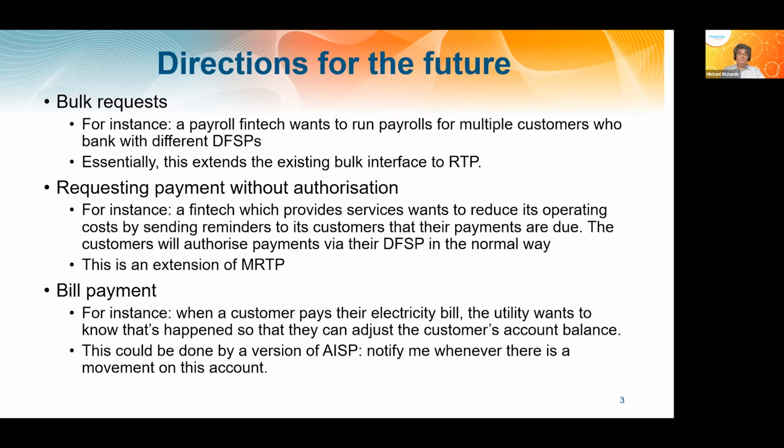This could be done, we think, via a version of account information service provision, which basically says, notify me whenever there's a movement on this account. So at the moment, we normally think of AISP as being a pull service, where someone says, tell me what my balance is, tell me what my last 5 transactions are. Whereas this, we think, would be a push service. So whenever there's a movement on the account, I send a message to the AISP saying something happened on this account, and this is the account from which it came.